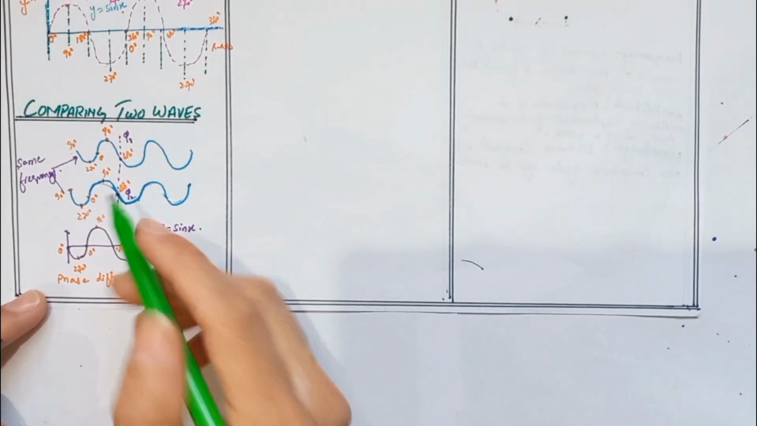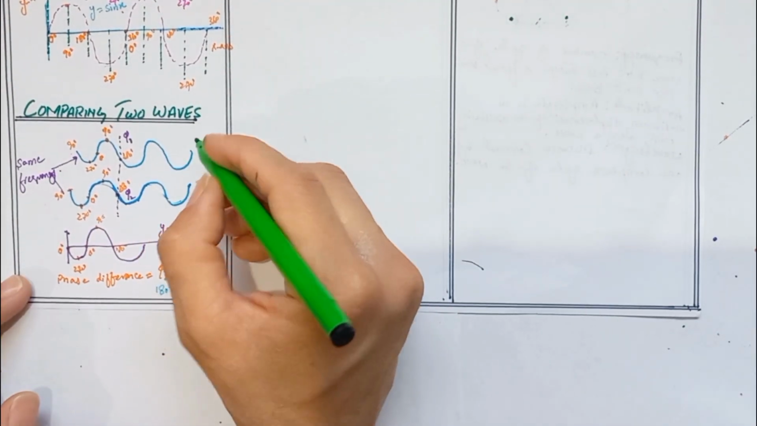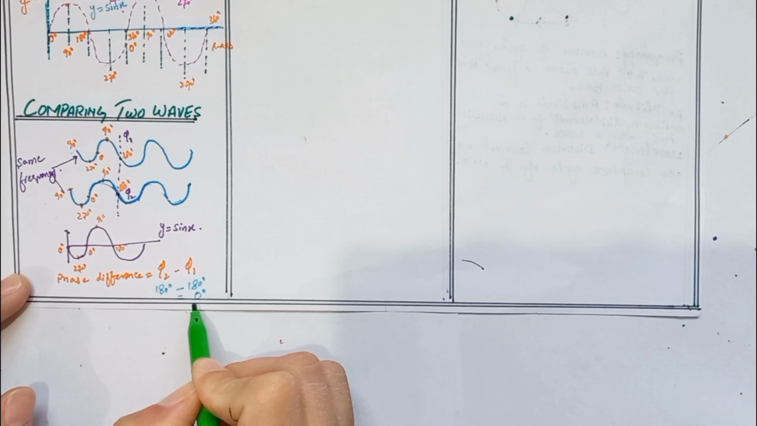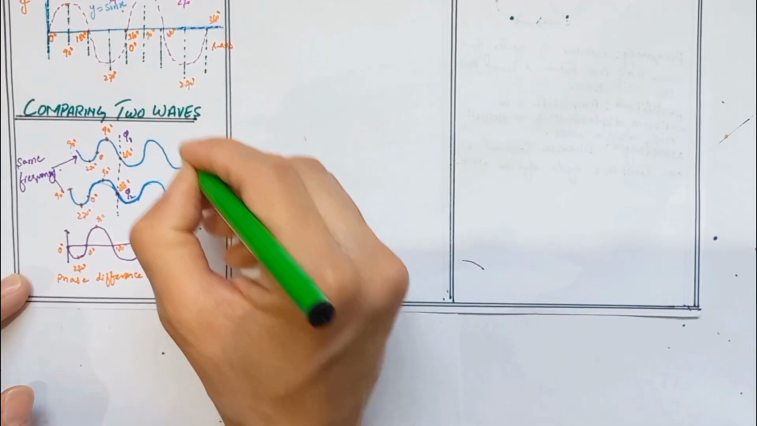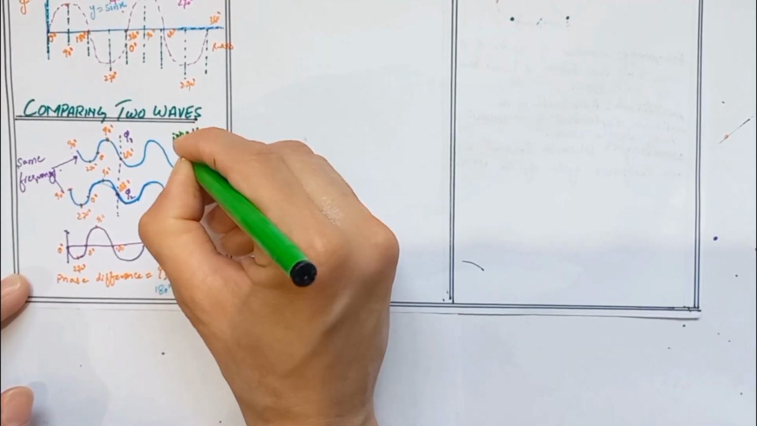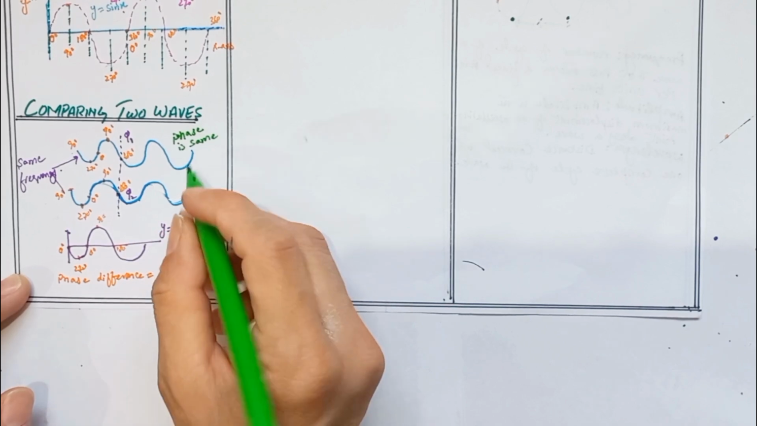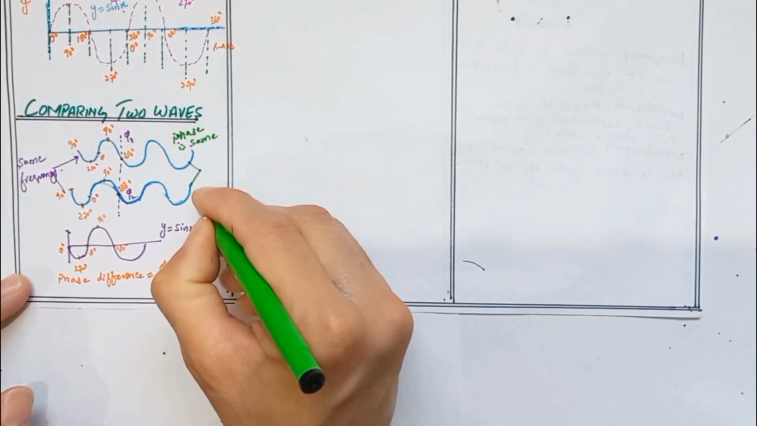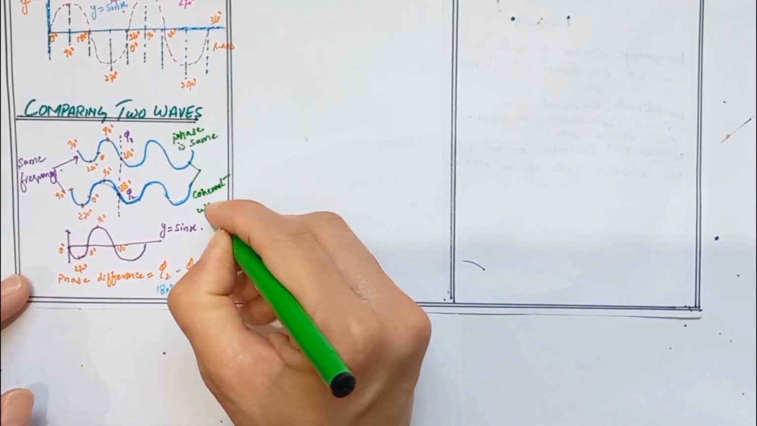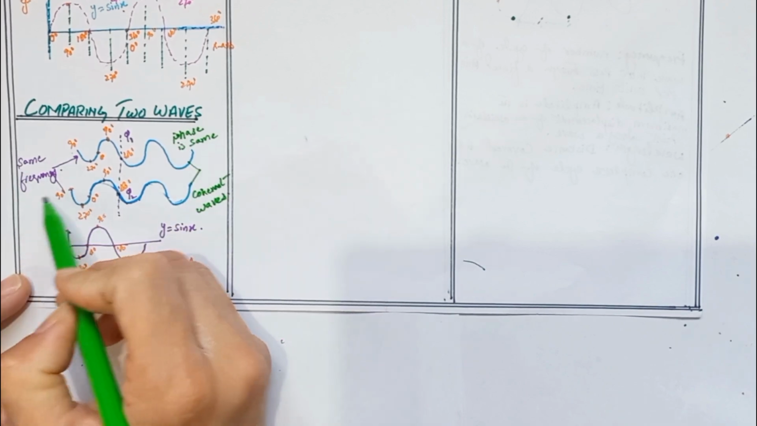By comparing these two waves, we find that the frequency is the same, and the phase difference between them is 0 degrees, so the phase is the same between these two waves. So these two waves are coherent waves because both have the same phase and the same frequency.